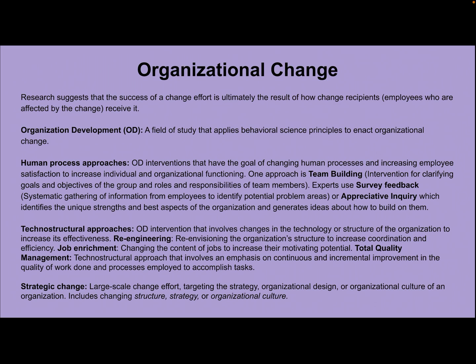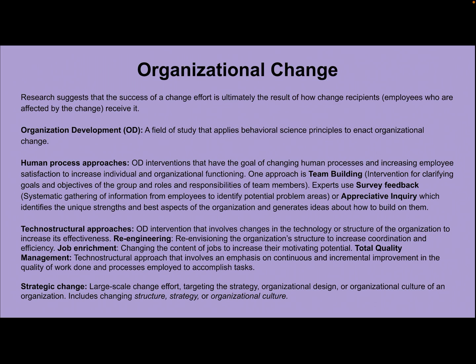Technostructural approaches, on the other hand, are an intervention that involves changes in the technology or the structure of an organization, as opposed to the human processes or the employees, right? We're focusing now on the structure, the technology. This can be done with re-engineering, which is re-envisioning the organization's structure to increase coordination and efficiency. Job enrichment, where they actually change the content of jobs to increase motivation. And total quality management, which is another technostructural approach that involves an emphasis on continuous and incremental improvement in the quality of work done. So it's sort of a slow, continuous process of change.